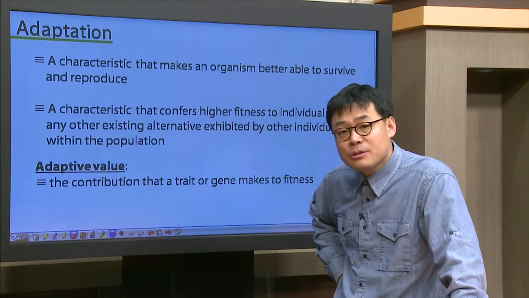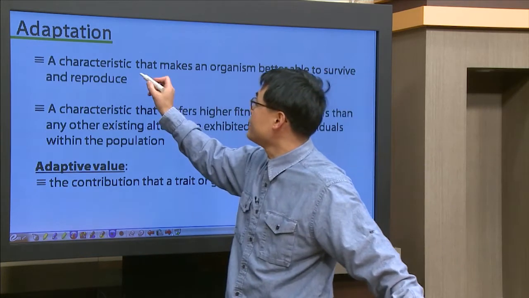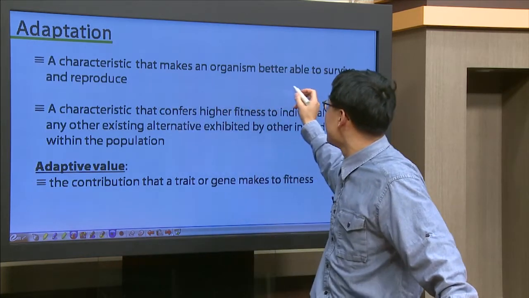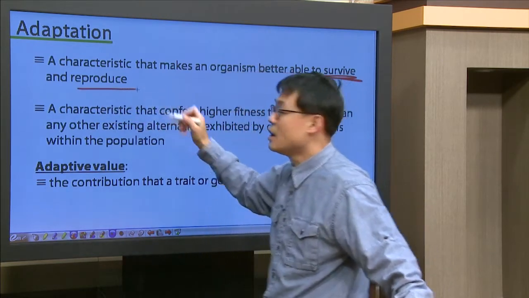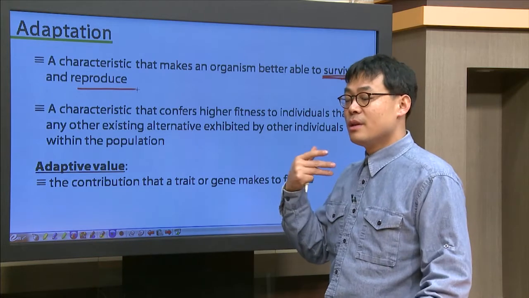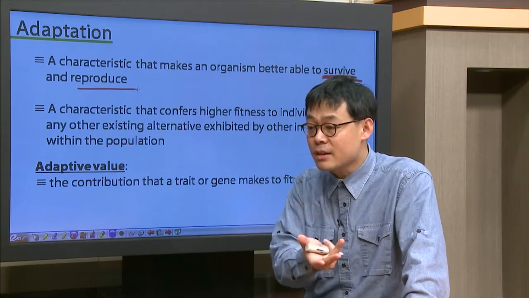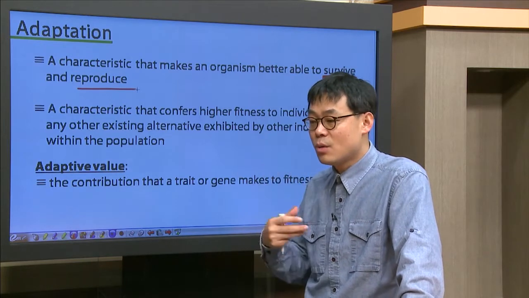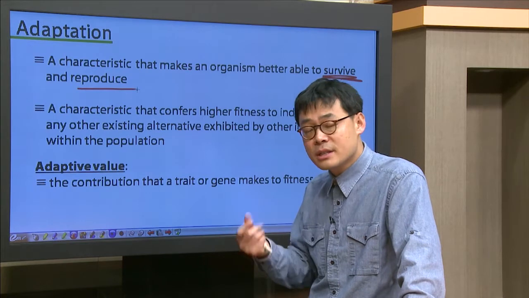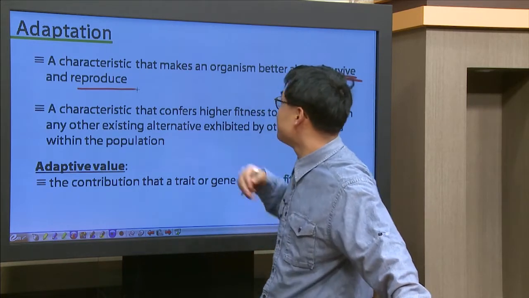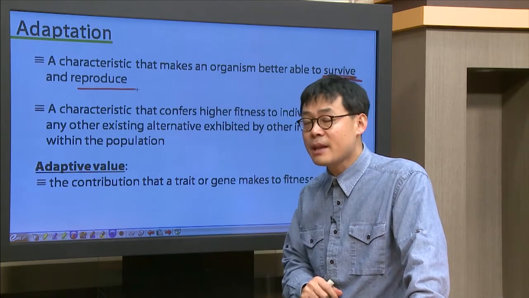Now I want to bring out another important concept: adaptation. Adaptation is a characteristic that makes an organism better able to survive and reproduce. So if you have some characteristic, be it morphology like our eyes, or behavior like infanticide, and this characteristic makes the organism better able to survive and reproduce, then that character is an adaptation.